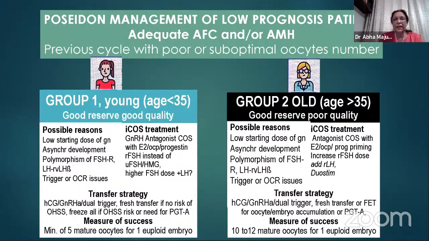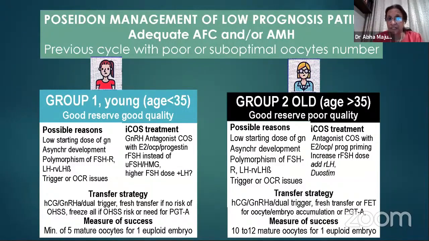Now, group 1 and group 2, both young and old, but have a good reserve, ovarian reserve. But then, as expected, the older age is going to have poor quality oocytes because of the age interfering in the ploidy of the oocytes. And the group 1 would have good quality oocytes because these are younger women.